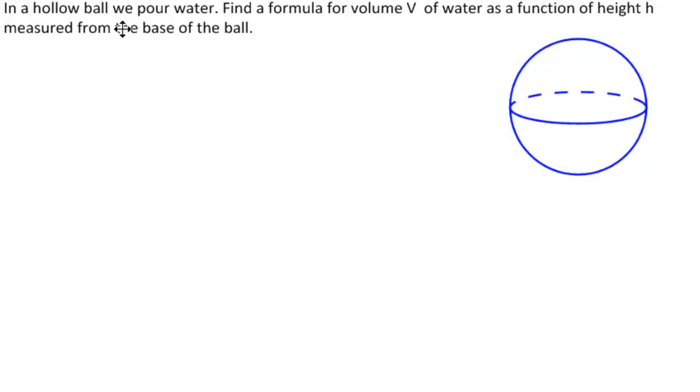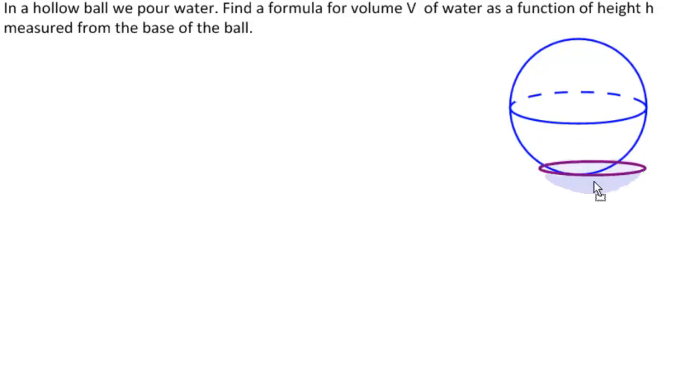The problem reads, in a hollow ball, we pour water. So here's our ball, and we're pouring water inside. Find the formula for volume V of the water as a function of height H measured from the base of the ball. Now this is actually a very difficult problem, not a high ticket item probably, so I'm not going to spend a lot of time producing it. I'll just explain it the best I can.